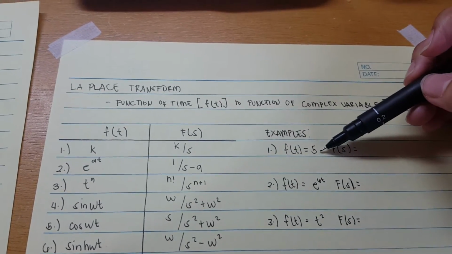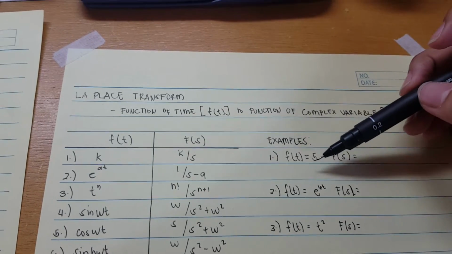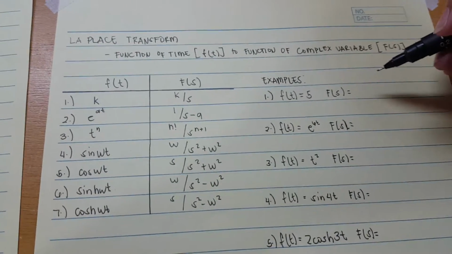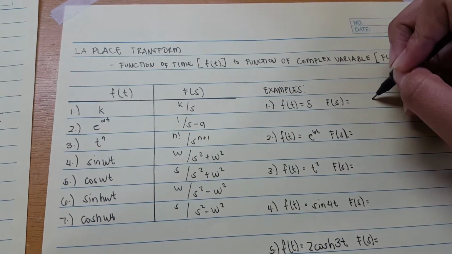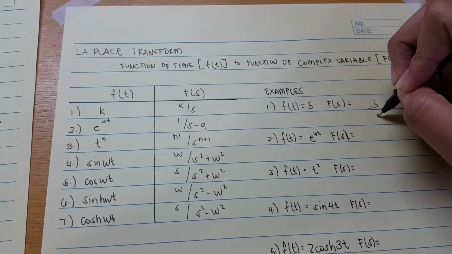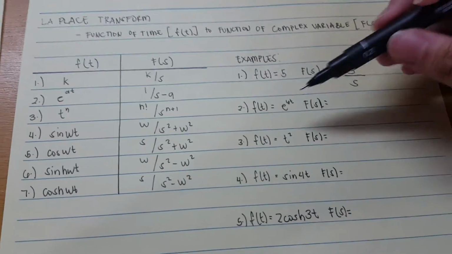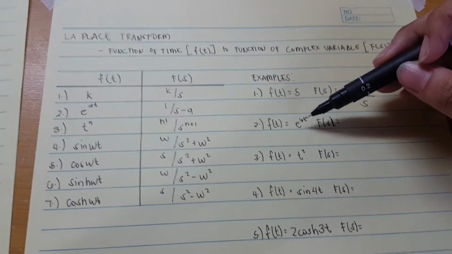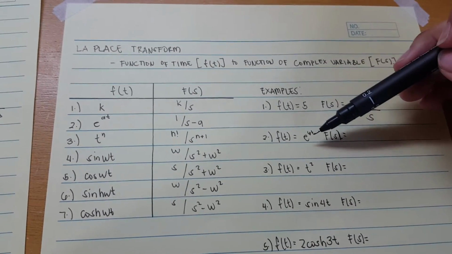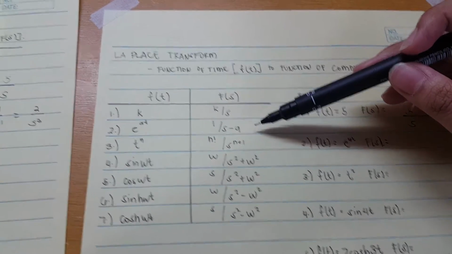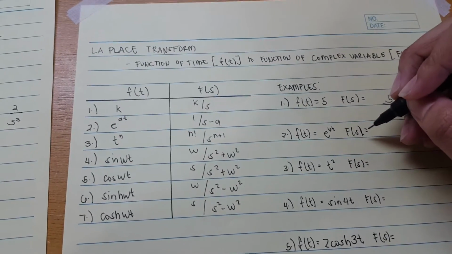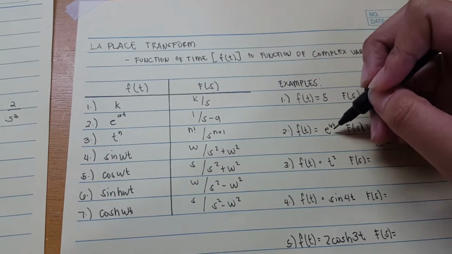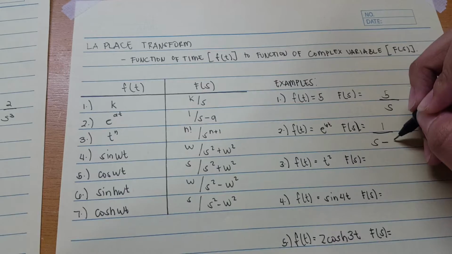f of t is equal to 5, with 5 being the constant. We can solve this with the use of number 1 in our chart. So F of s now is equal to 5, which is the constant, over s. Next, f of t is equal to e raised to 6t, with 6 being the constant. We can now solve this with the use of number 2 in our chart. F of s now is equal to 1 over s minus 6, since 6 is our constant.